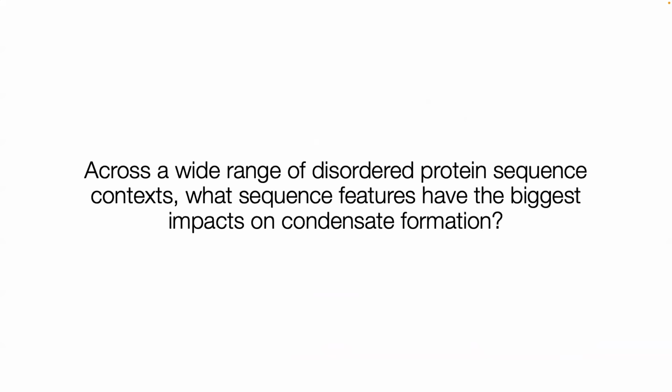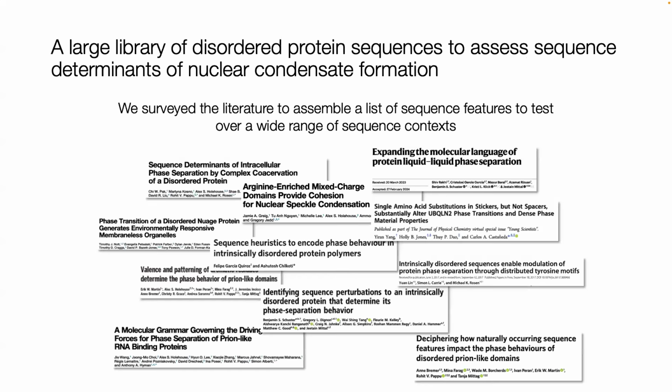So now we can actually go back to the question that we're really interested in. Across a wide range of disordered protein sequence contexts, what are the sequence features that have the biggest impacts on condensate formation? So to begin to address this question, we actually went back to all that literature that I showed you at the beginning of the talk, and we took all of those studies basically as hypotheses that we can now test, not just in one system, but across a very wide range of different systems.